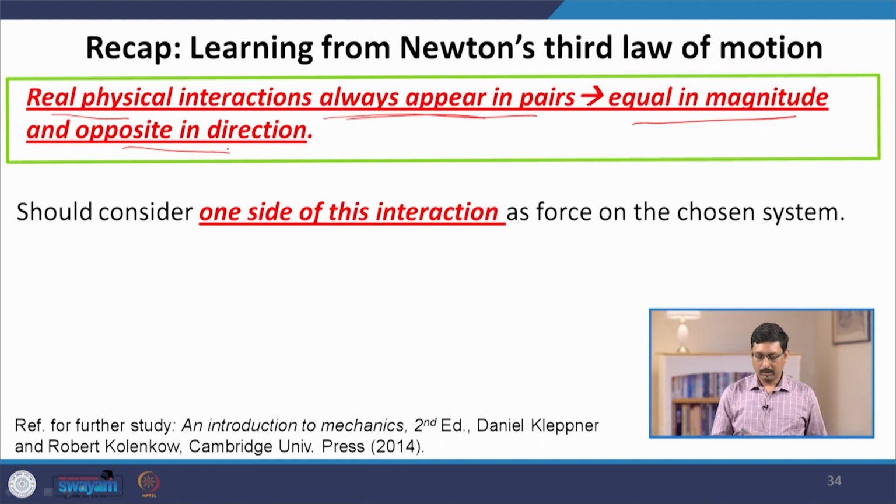Now, I point out here that when we analyze a mechanics problem, a common misconception is to consider both parts of this interaction in the analysis. This is usually incorrect. You should focus on your system, and if you define your system clearly, then you should consider only one side of this interaction as the force acting on the system. We will discuss this point more concretely when we take examples.